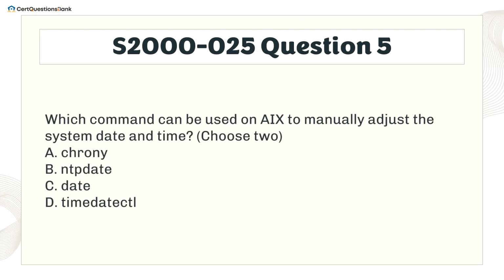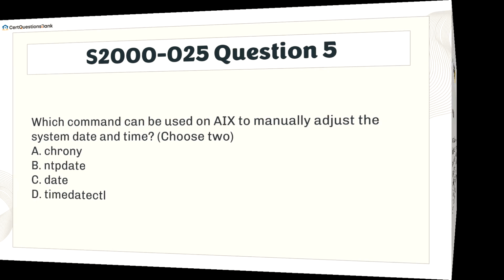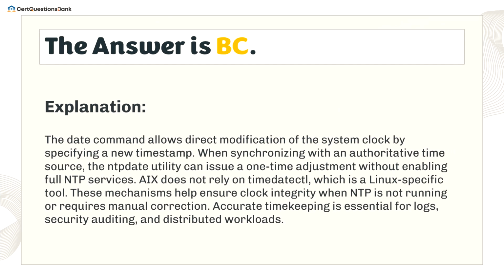Which command can be used on AIX to manually adjust the system date and time? Choose 2. A. Chrony. B. ntpdate. C. date. D. timedatectl. The answer is B, C.